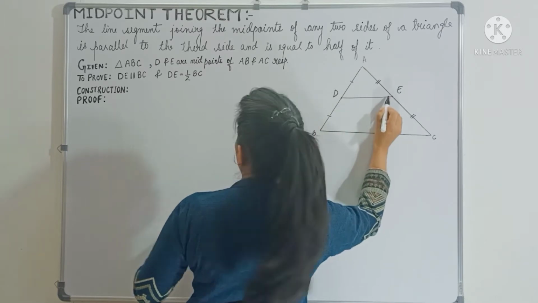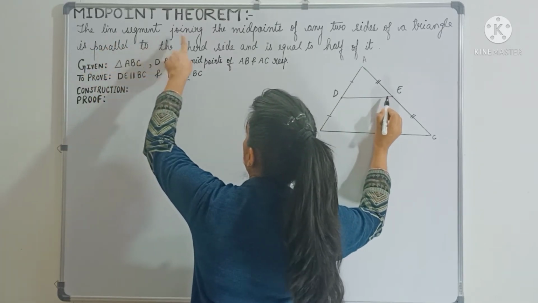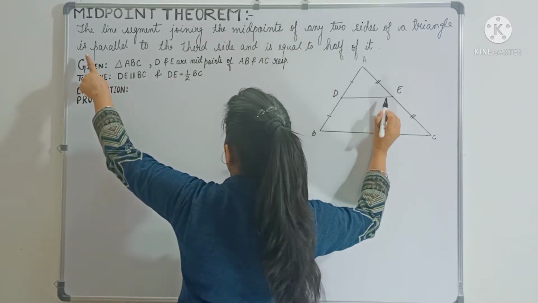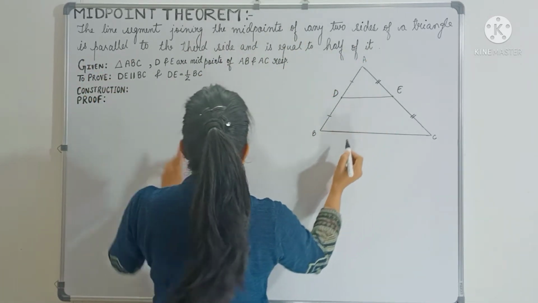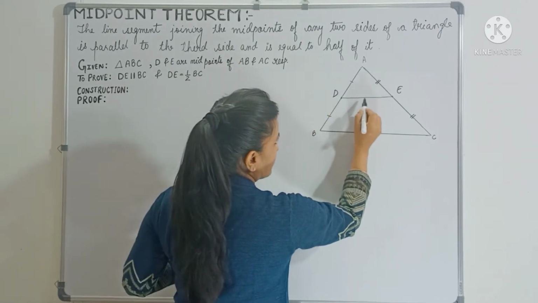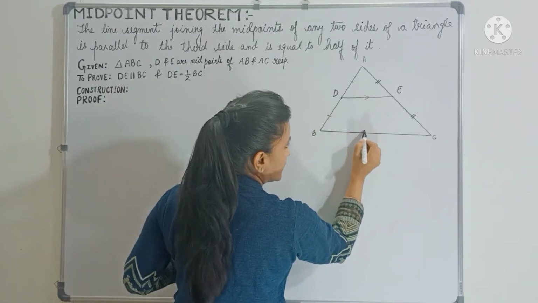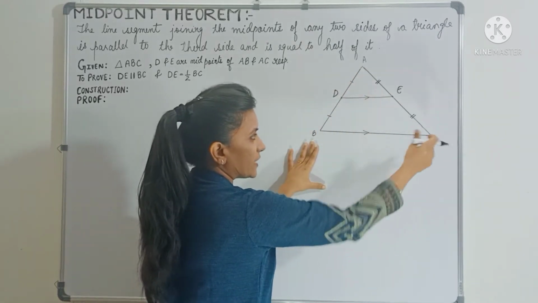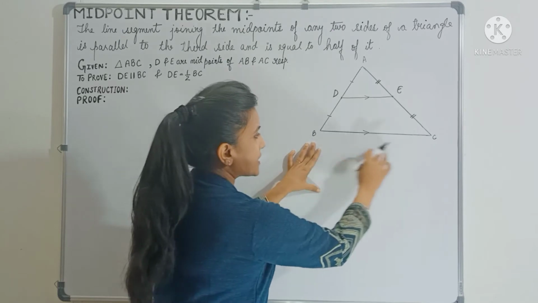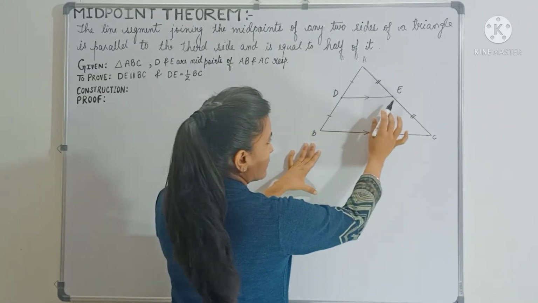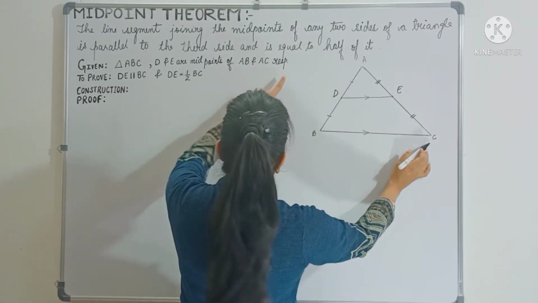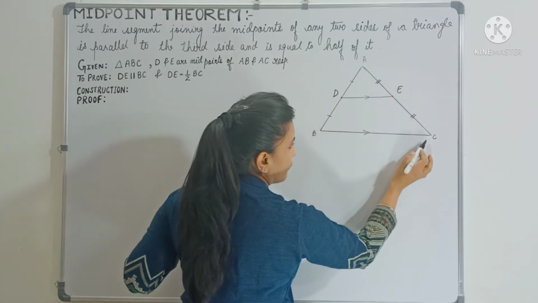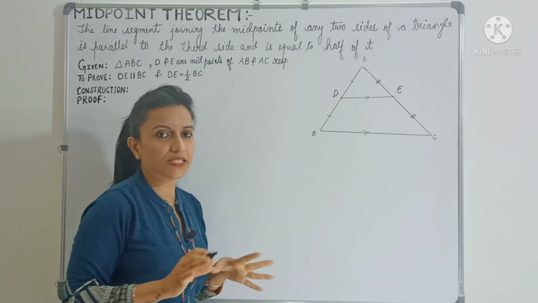Now, if these two conditions are satisfied, then the line segment joining these two midpoints, the line segment joining the midpoints of any two sides of a triangle, is parallel to the third side. So DE will be parallel to the third side. Here BC is your third side because AB and AC you have taken already. So DE will be parallel to BC and it will be equal to half of it. So DE will be equal to half of BC. I hope it is clear to everyone now.